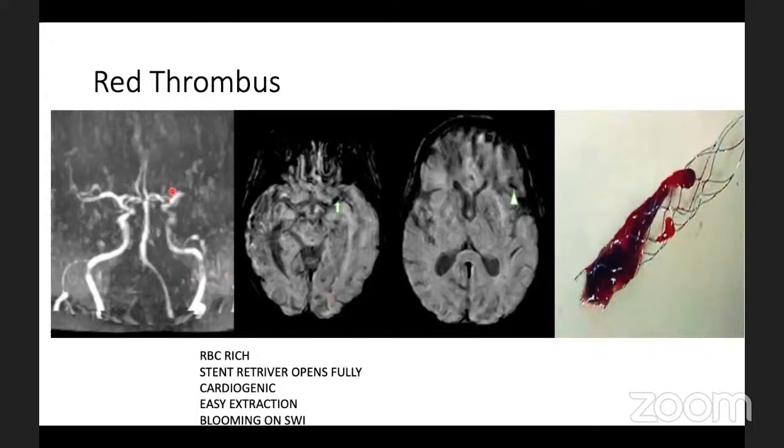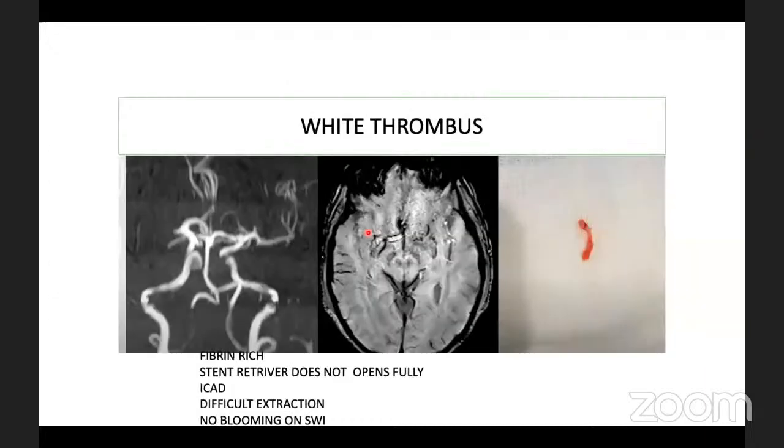So when we have an MRI that shows a cutoff and we have blooming, what we get is the red clot. The red clot is the RBC-rich clot. The stent retriever can fully open because there is not much resistance to it. It is predominantly cardiogenic or sourced from a large vessel. It can be easily extracted and has a blooming effect. Contrary to that, when there is no blooming in SWI, this is the fibrin-rich clot. The stent retriever will not open fully because it will not exert a proper radial force because of the fibrin. It is seen in ICADs, and it is very difficult to extract. Predominantly, we need multiple passes, and after multiple passes there is less recanalization, and there won't be any blooming.